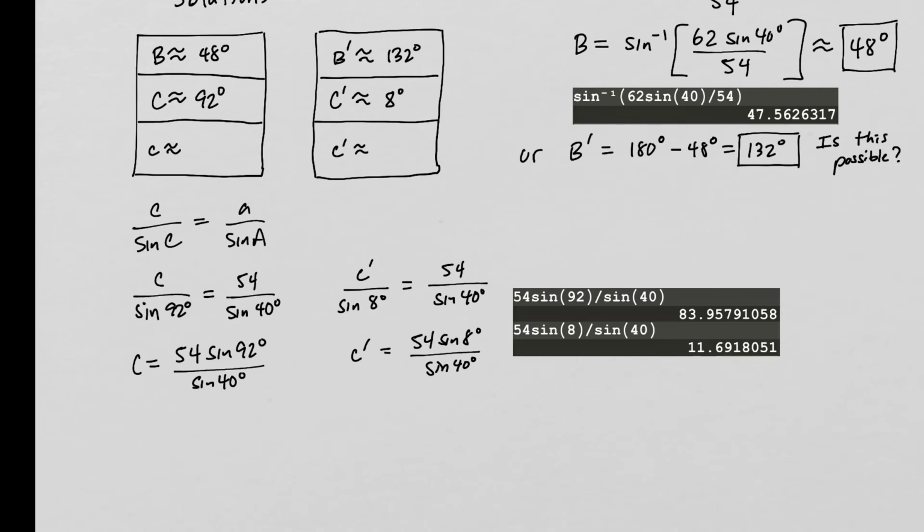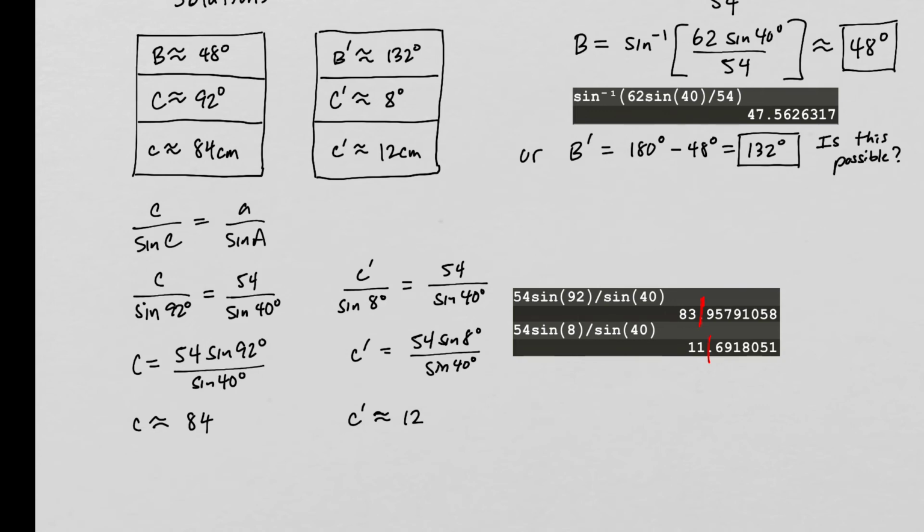You can see from the calculations here that little c for the first one is approximately equal to, again, two significant digits here, is going to be 84. So we'll put 84 centimeters in that first box. And little c prime is approximately equal to, again, rounded to two significant digits, that's going to be 12. So the other possible solution is 12 centimeters.